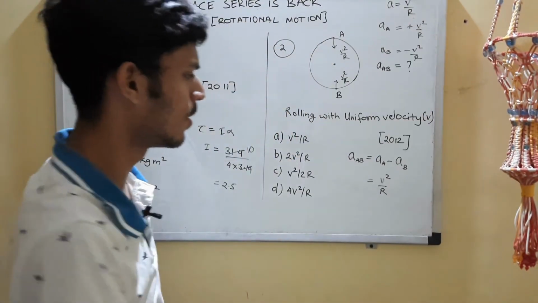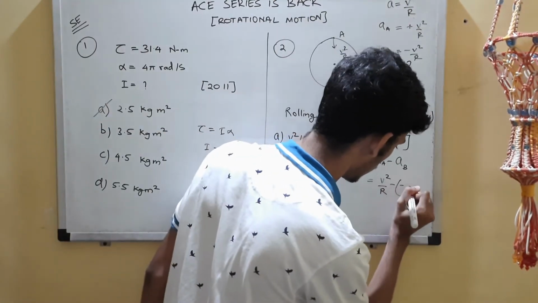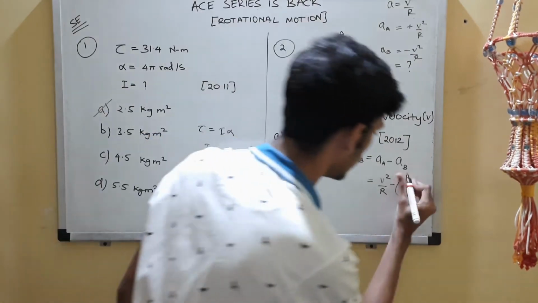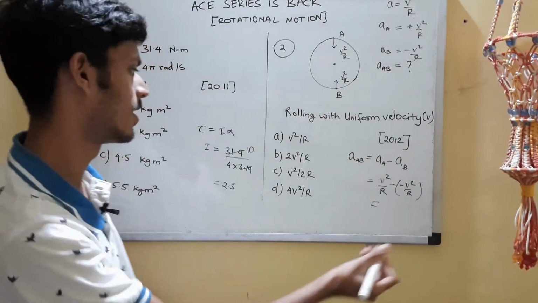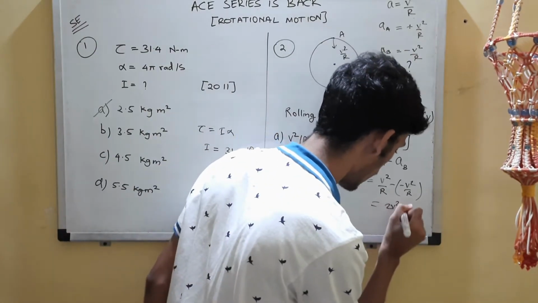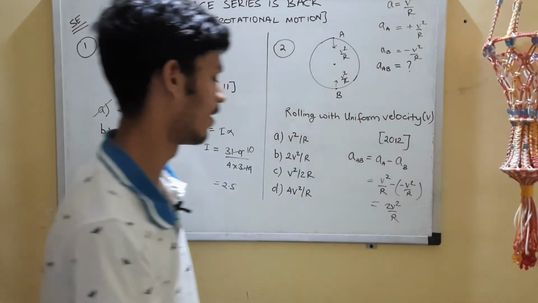It's same in magnitude, different in signs, right? They are in the opposite direction. So if you solve this, it's basically 2v square by r. As simple as that. Okay.